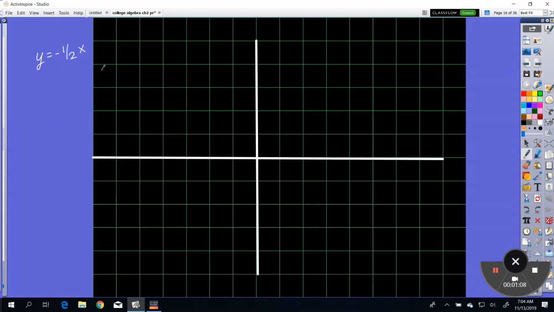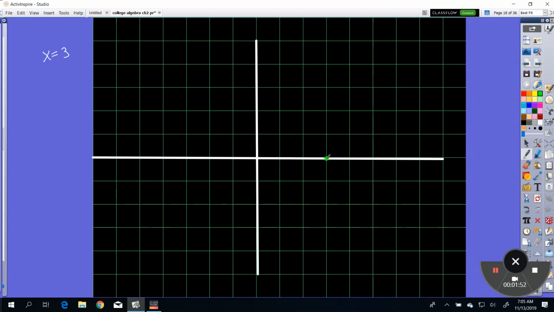Part B, same idea, y equals -1/2 x. There's nothing here, so that means the y-intercept is at the origin, 0. Then I'm going to go down 1 over 2, down 1 over 2, connect the dots, and there it is. Part C, 2/3 x minus 1 means I start at -1. I go up 2 over 3, up 2 over 3, connect the dots, and that's part C.